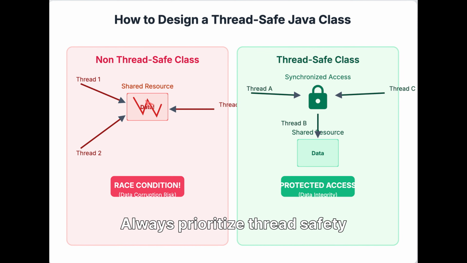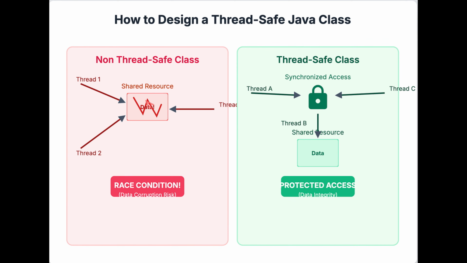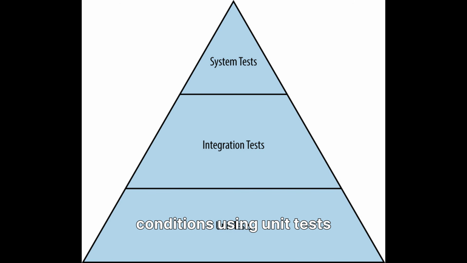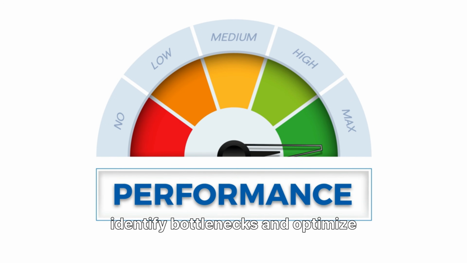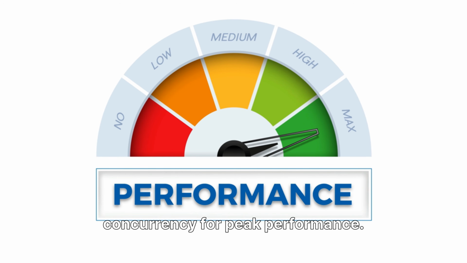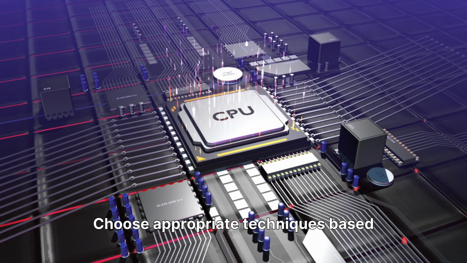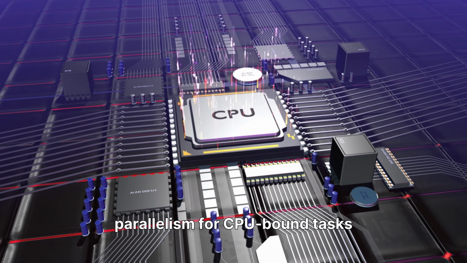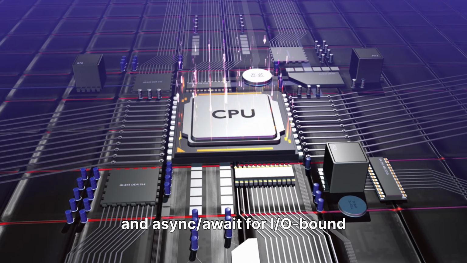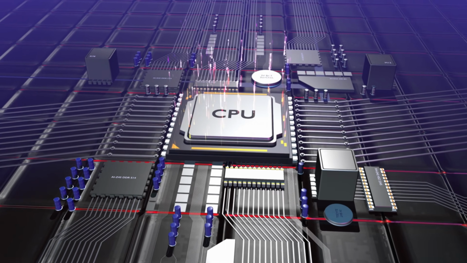Always prioritize thread safety to prevent race conditions and ensure data integrity. Thoroughly test for race conditions using unit tests and stress testing to identify and fix issues early. Profile your application to identify bottlenecks and optimize concurrency for peak performance. Choose appropriate techniques based on the operation type: parallelism for CPU-bound tasks, and async/await for I/O-bound tasks.